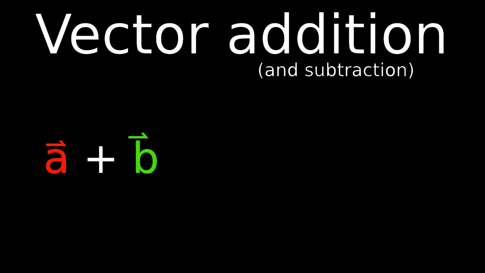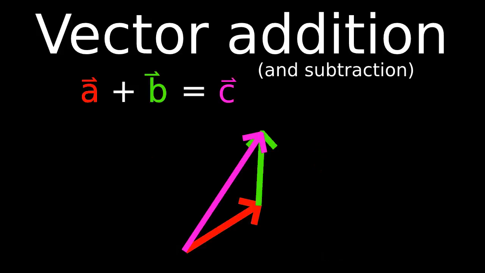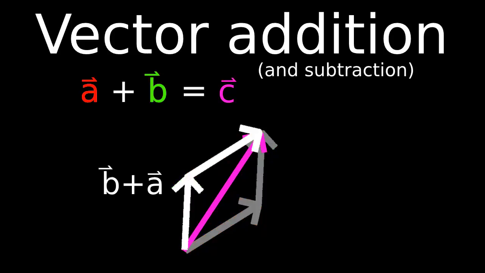Just like normal addition, vector addition is commutative. This means that a plus b is the same thing as b plus a. Going back to our visualization, you'll see that if we start with b and draw a from its tip, we still get the same result. This gives us two ways to represent vector addition, a at the tip of b or b at the tip of a.